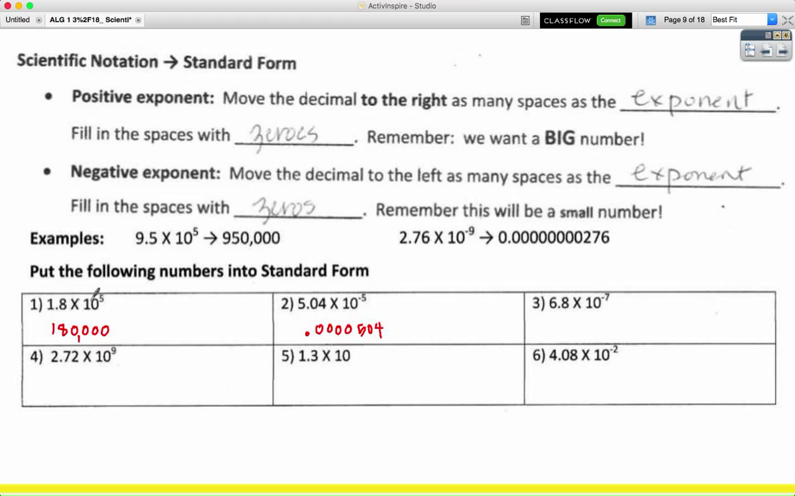So undoing positive exponents, undoing negative exponents. So, for example, this one is a negative 7, so this decimal went 7 places back to the left, so there's going to be 6 zeros, and then 68. For number 4, it's going to be 9 places back to the right to undo it, so we'd have 272, so that would take 2 place movements, and then there would be 7 zeros afterwards, so 1, 2, 3, 4, 5, 6, 7.